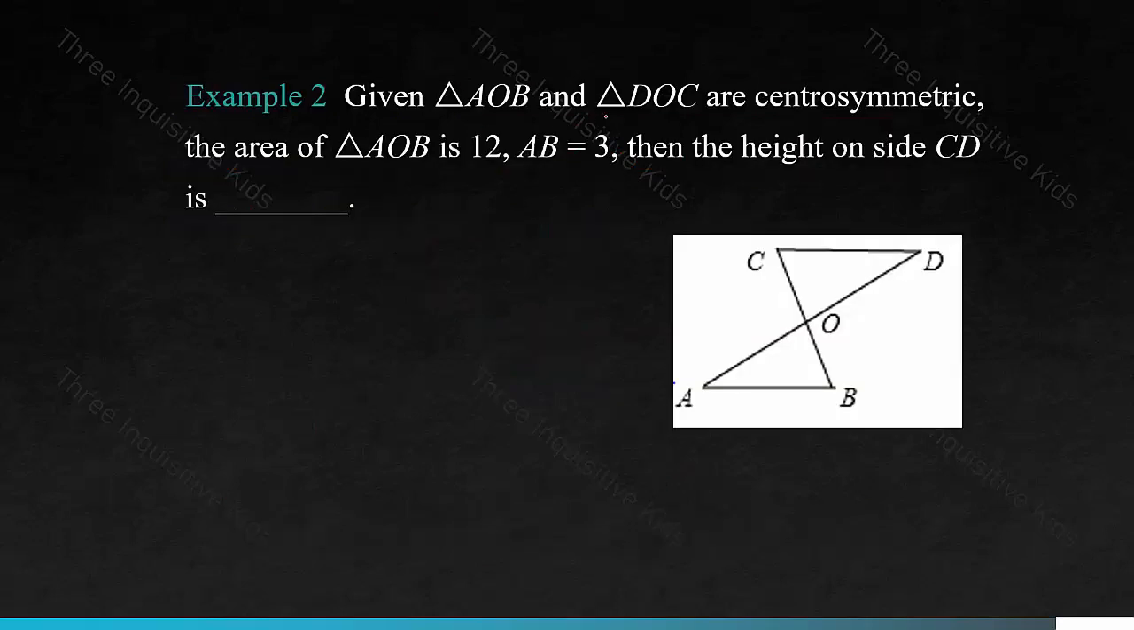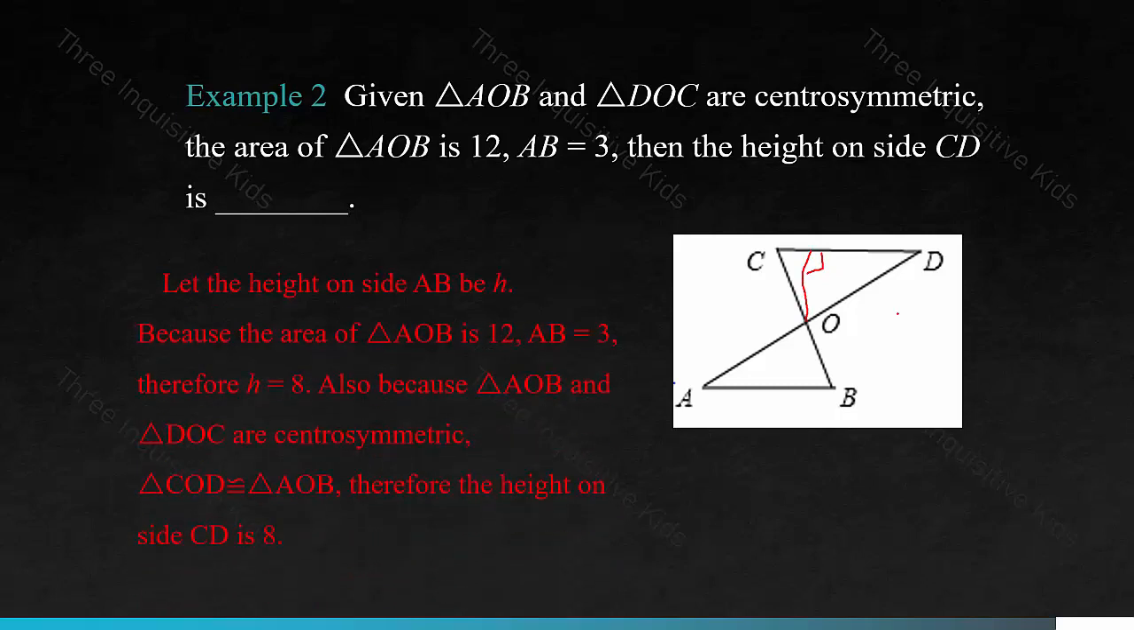Given triangle AOB and triangle DOC are central symmetric, the area of triangle AOB is 12, AB equals 3. Then the height on side CD is blank. They're asking you, what is the height on side CD? So you have to use central symmetry to help you. So the height is 8.